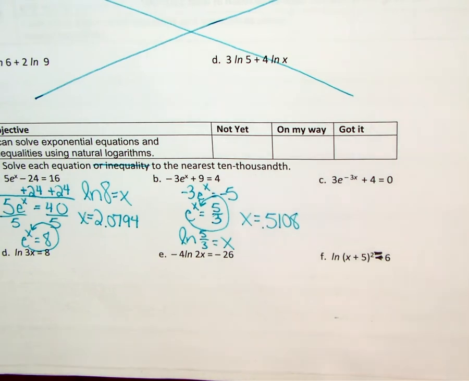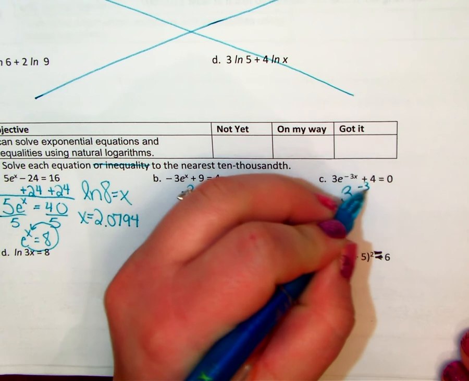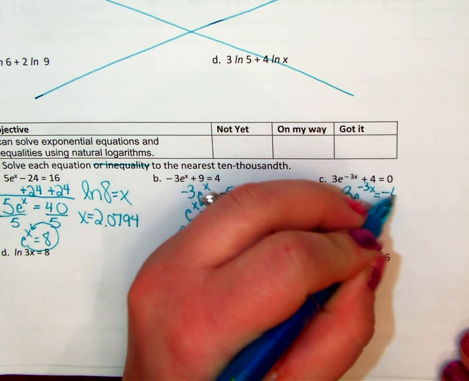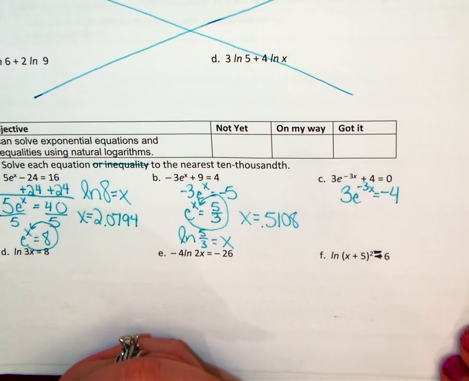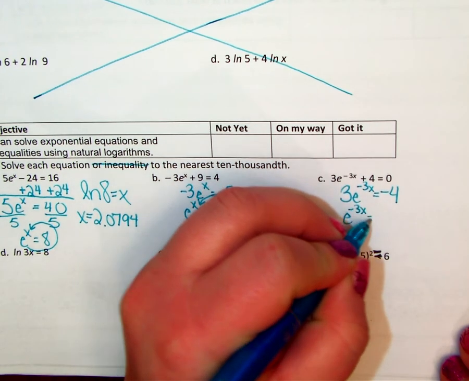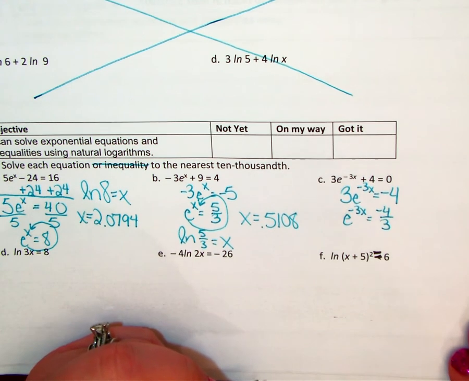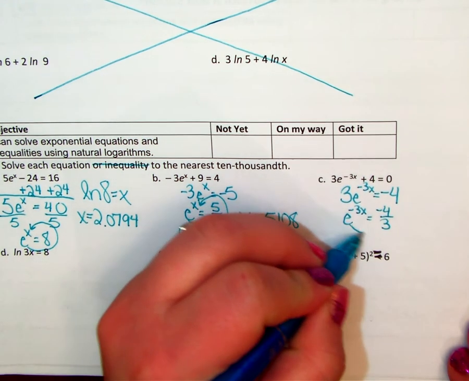Let's do one more that looks like this. We have to first subtract 4 from both sides. Then we're going to divide by 3 on both sides. And let's draw our loop.